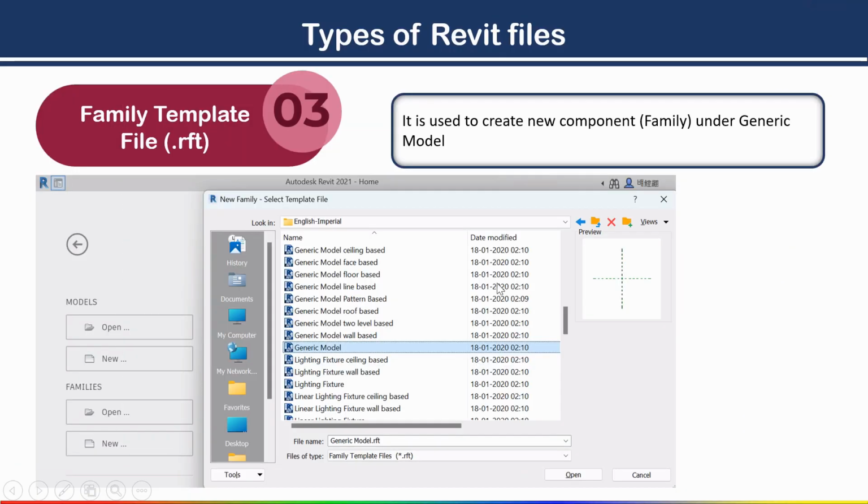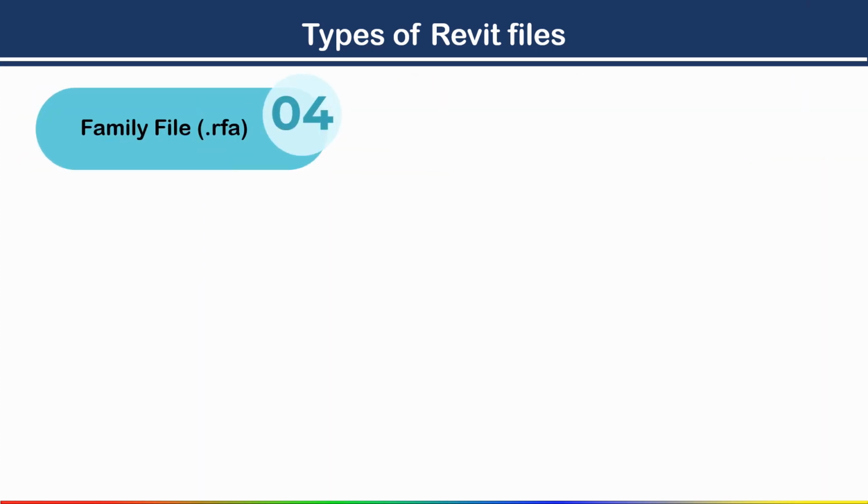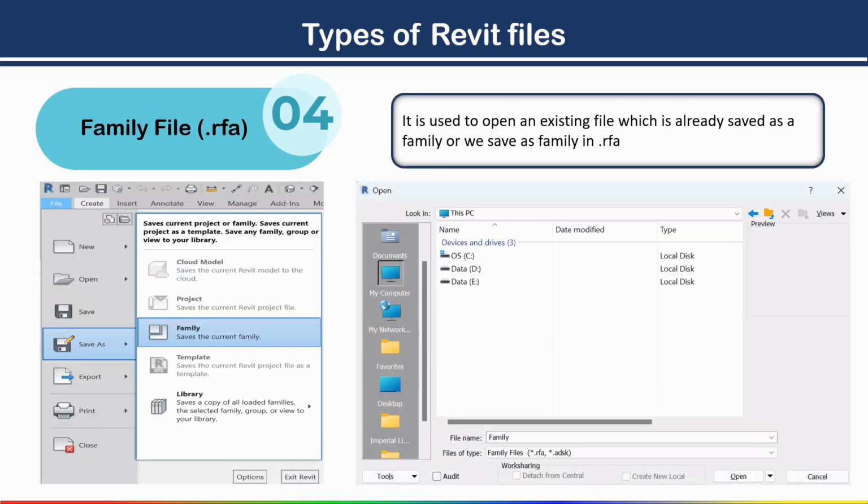Now come to the next file and the last one. The fourth type of Revit file is the family file and the file extension is .rfa. It is used to open an existing file which is already saved as a family, or we save as family in .rfa. Suppose you have created any component in a family template file and you want to save that component. When you save that component as a family, in which file will it be saved? In the family file. Or you have already created a family and you want to open that family, in which file will it open? In the family file.